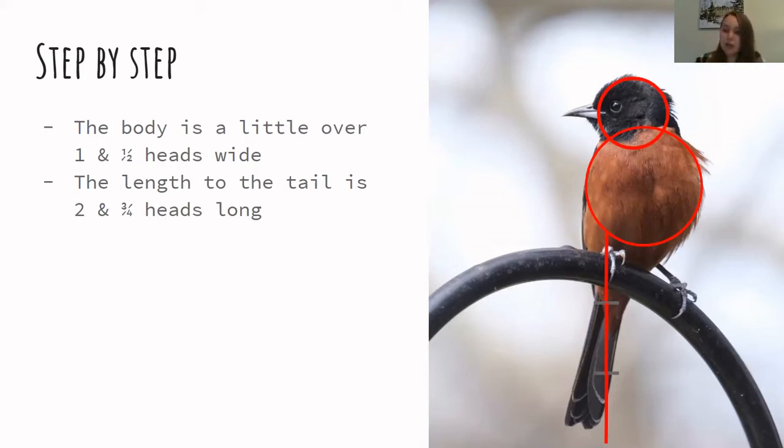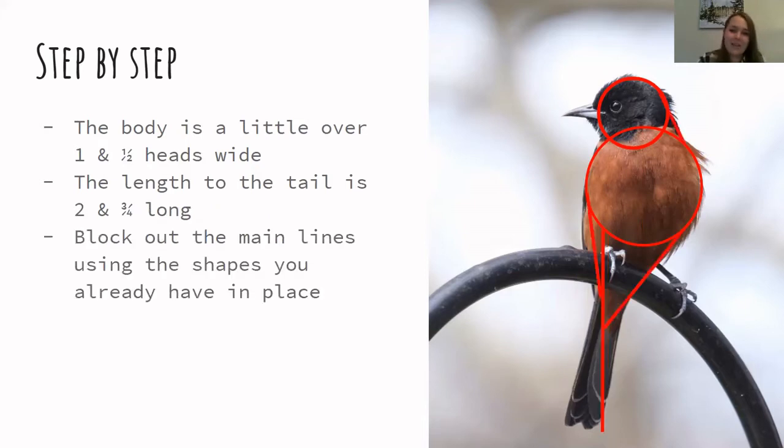So we've got 2 circles and a line. Okay. Next, what we're going to do is block out the main lines using the shapes that you already have in place. So we're turning our shapes into more of, we're putting them together basically. We're piecing them together and making it more angled rather than just a bunch of circles.